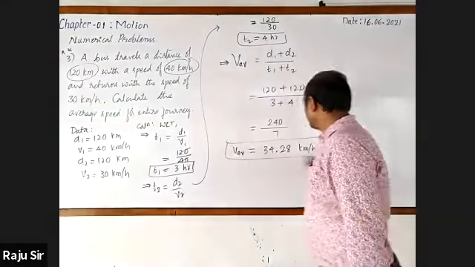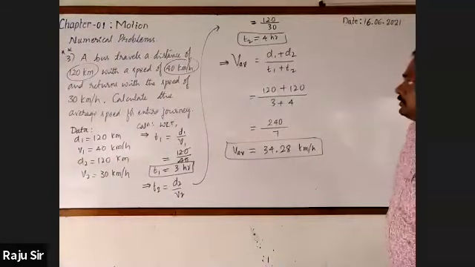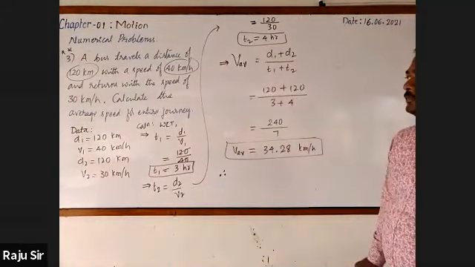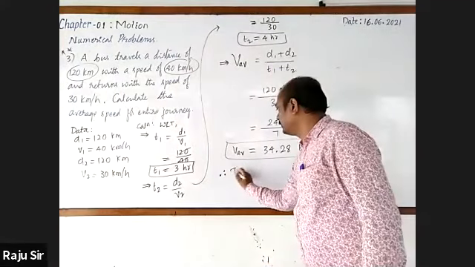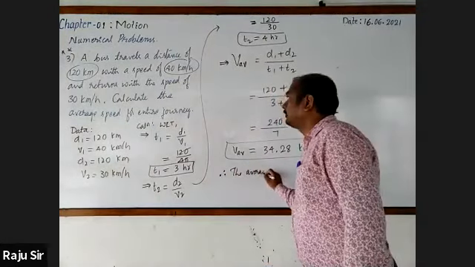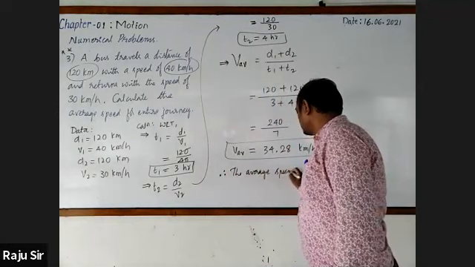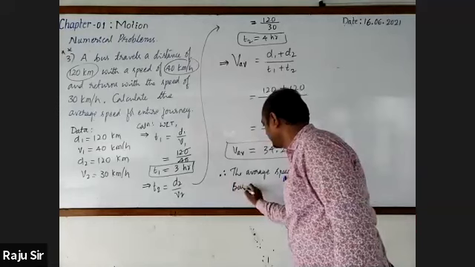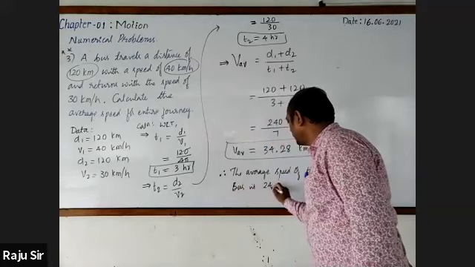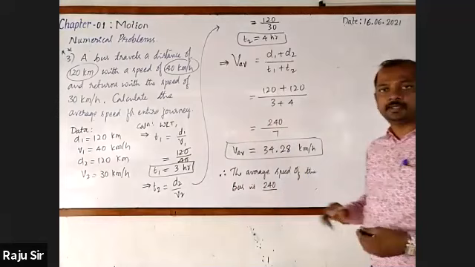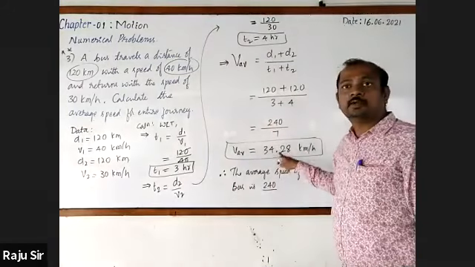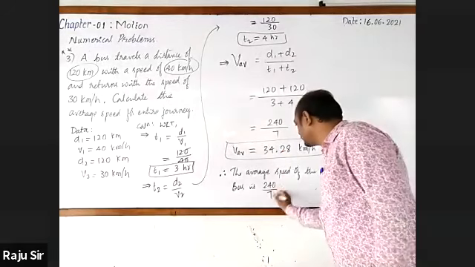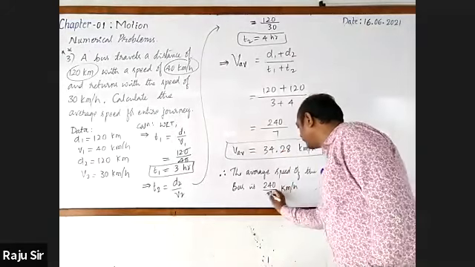Average speed. Conclusion. So therefore, the average speed of the bus is, actually, accurately it should be written as 240 by 7 only. It is a non-terminating recurring decimal. 240 by 7 kilometer per hour.